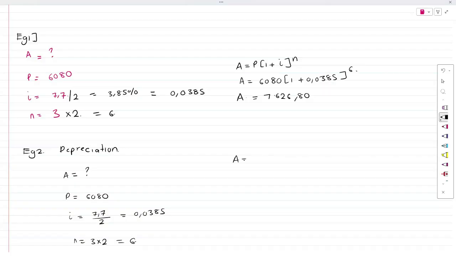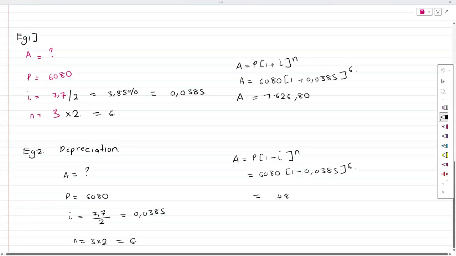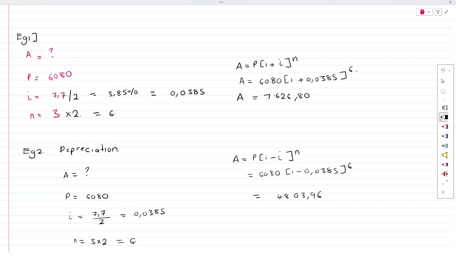Let's go with A equals P times 1 minus I to the power of N, and it's the exact same amounts, 6080 times 1 minus 0.0385 to the power of 6. And this final answer should be 4,803 Rand and 96 cents. So this is the depreciation.